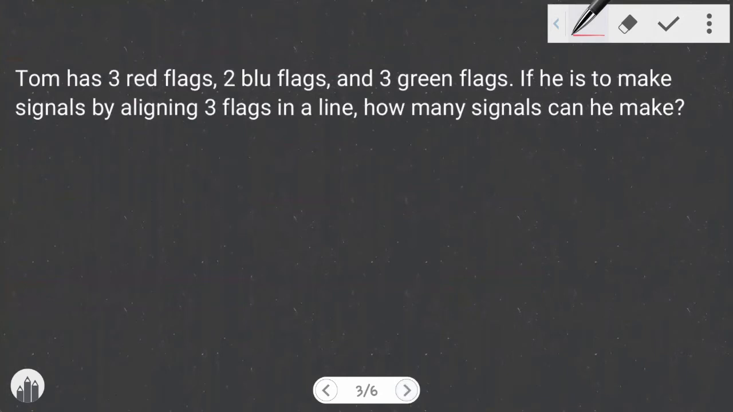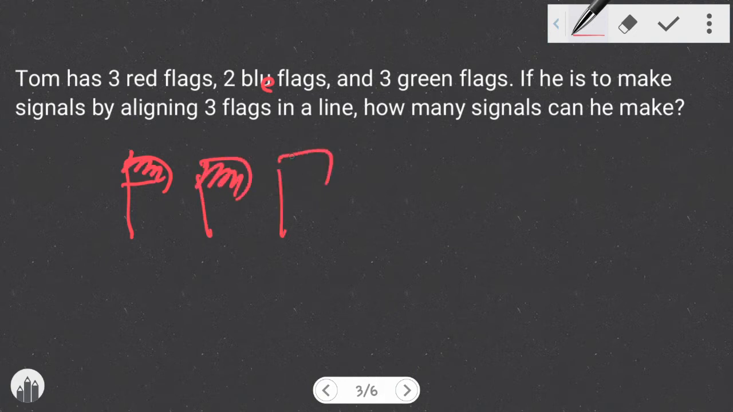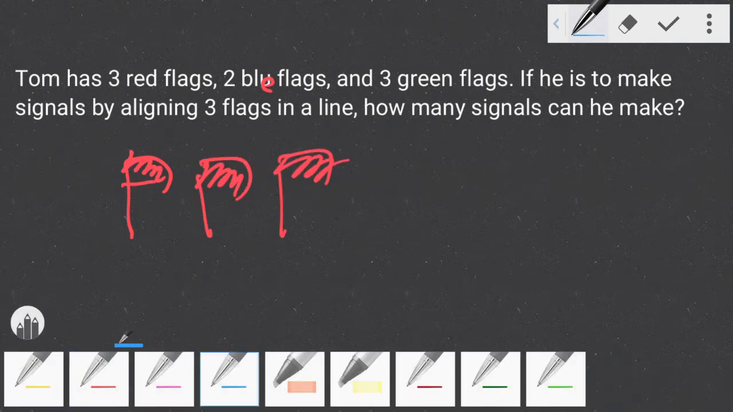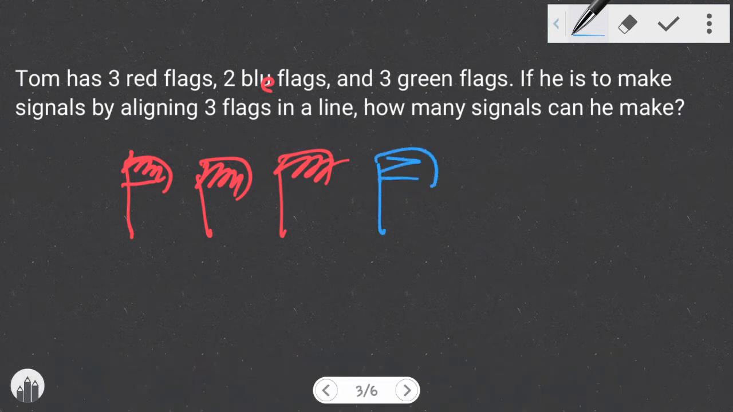Tom has 3 red flags, 2 blue flags, and 3 green flags. If he is to make signals by aligning 3 flags in a line, how many signals can he make? So he has 3 red flags here, and then he has 2 blue flags, and then the rest are going to be green.